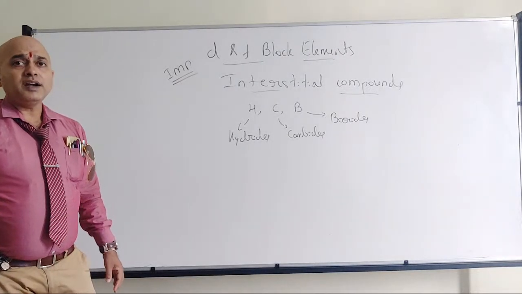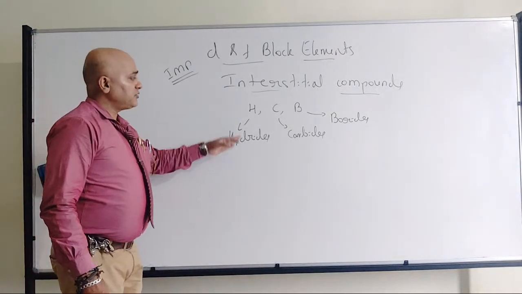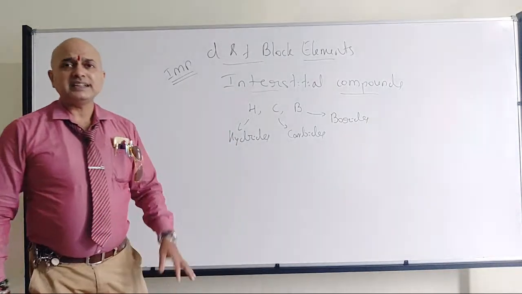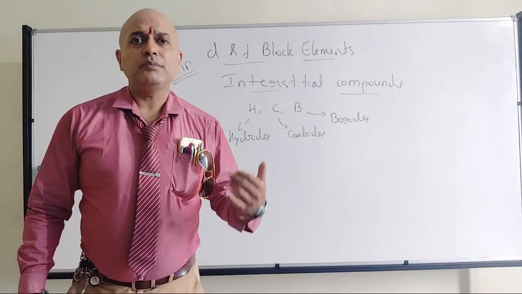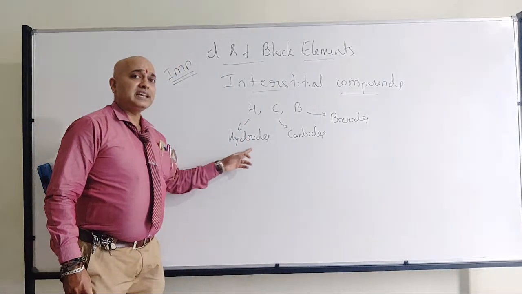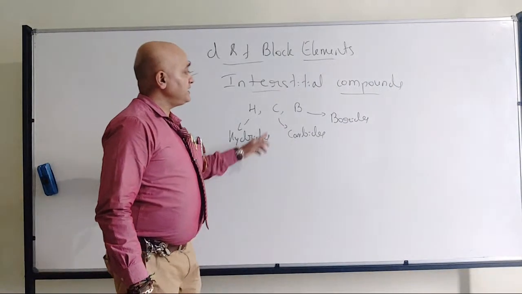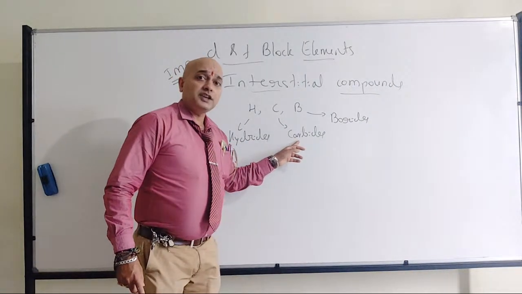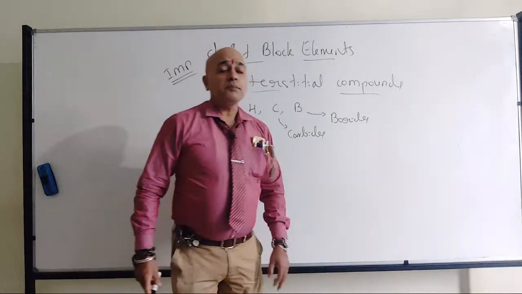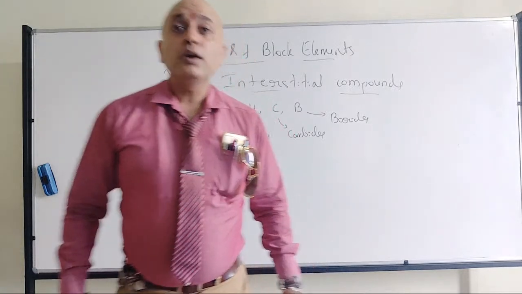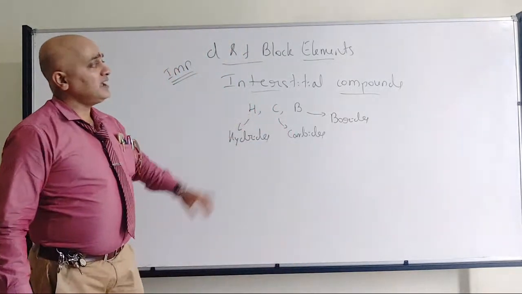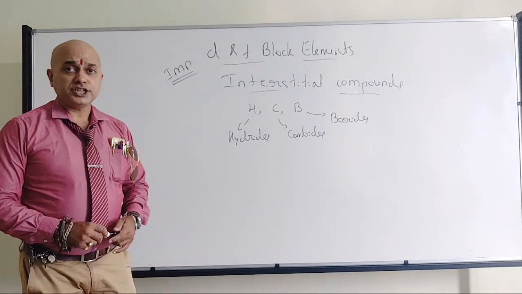All of you got my point? So hydrogen, if it is the interstitial compound where transition element, it can be any of these, platinum, cobalt or whatever it is. So if they are in combination with hydrogen, then it will become respective hydrides. If they are in combination with carbon, it can be carbides. If it is in combination with boron, then it will be borides. Fine? So that's where we have the compound, interstitial compound.